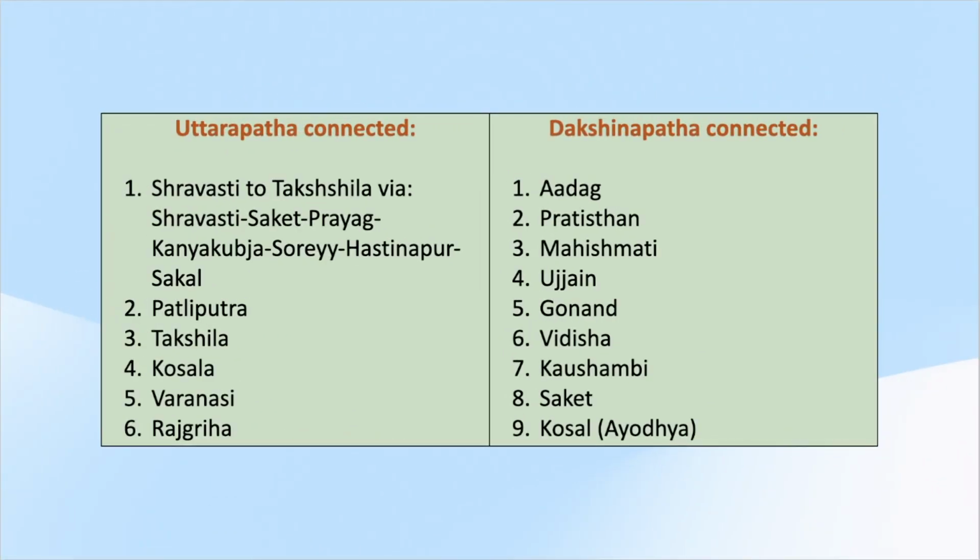So this particular table speaks about the various centers that Uttar Path connected and the various centers that Dakshin Path connected. As you can see, Uttar Path connected Shravasti to Takshila via Saket, Prayag, Kanyakubja, Soreyya, Hastinapur, Sakala, Patliputra, Kosal, Varanasi, and Rajgriha, and Dakshin Path connected Assaka, Pratishthan, Mahishmati, Ujjain, Gonardha, Vidisha, Kaushambi, Saket, and finally Kosal.